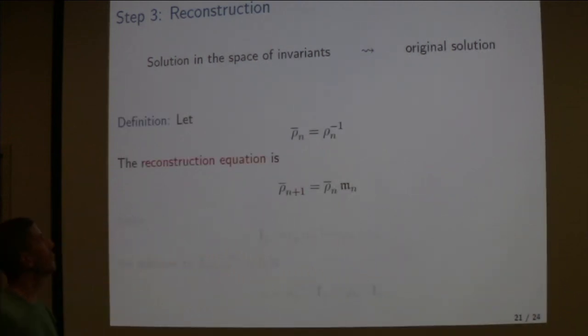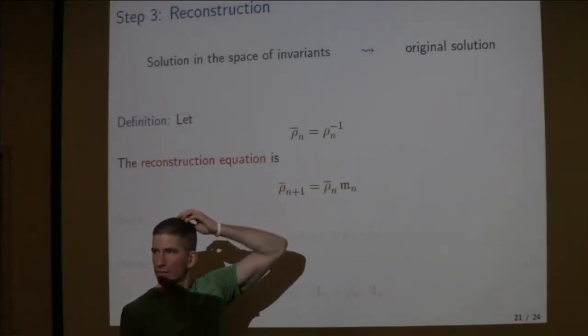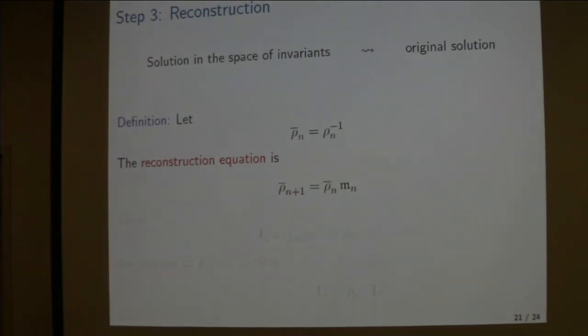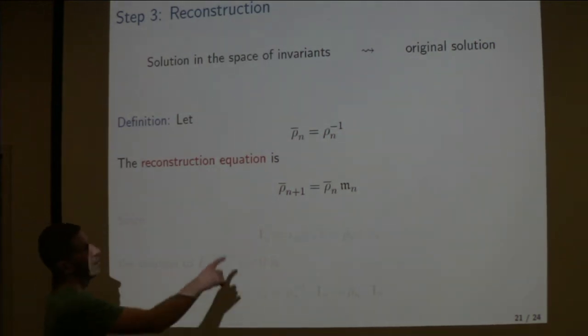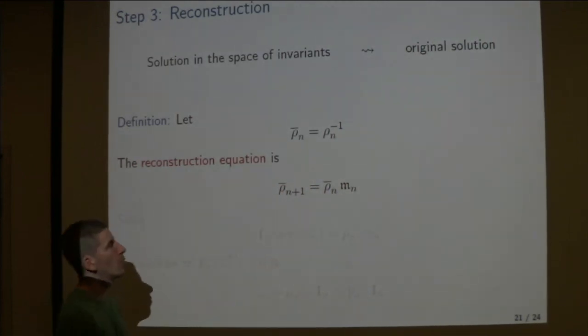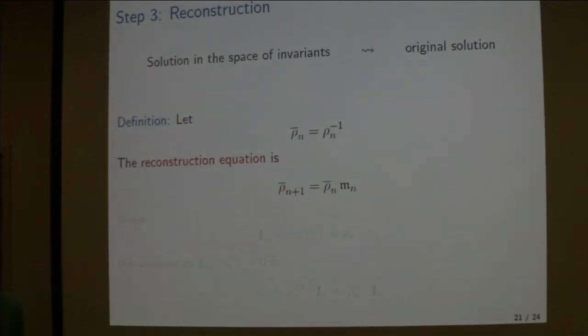This will be done by considering what we call the reconstruction equation. Given a moving frame rho n, we can look at its inverse, and we will call this rho n bar. And rho n bar satisfies this very simple finite difference equation: rho n plus 1 bar equals rho n bar times the Maurer-Cartan invariant of rho n.